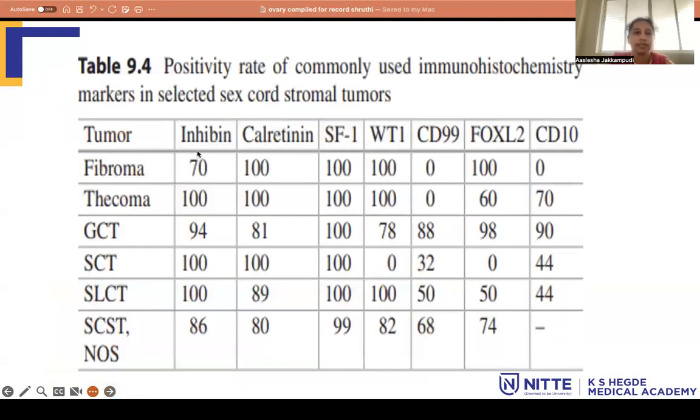So as you can see here, the positivity rate of various ISC marker. Inhibin and calretinine show positivity in most of these group of tumors. SF1 shows 100% positivity in all tumors. So it can be used to categorize the tumor as sex-cord stromal tumor. WT1 also positive in most, but not in Sertoli cell tumor. CD99 is also positive in most of the tumors, but they are negative in fibroma and thecoma. FOXL2 also positive in most, but not in Sertoli cell tumor.